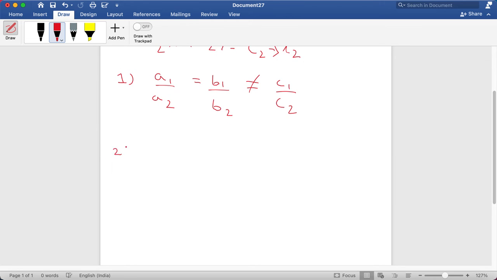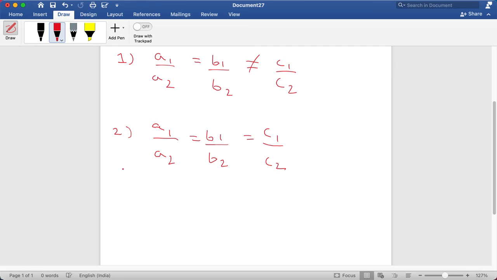Now, for the second part, if a1 by a2 is equal to b1 by b2, which is equal to c1 by c2, then the lines L1 and L2 are overlapping lines and they have infinite number of solution points.